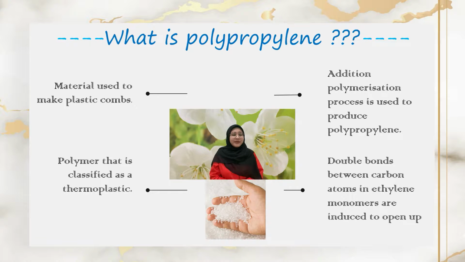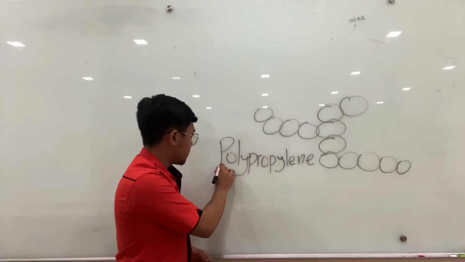Next, what is the material used to make a plastic comb? It is polypropylene. Polypropylene is one type of polymer classified as thermoplastic. To produce polypropylene, we use the addition polymerization process. In this process, the double bond between the carbon atoms in ethylene monomers is induced to open up.